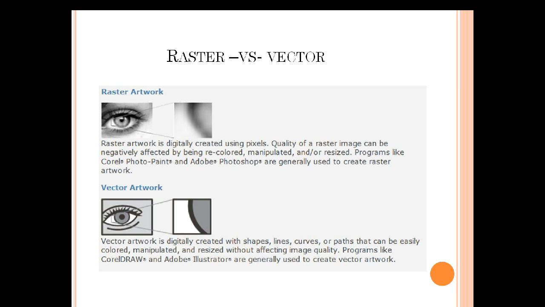Typically, it needs to be converted into a vector format in order to be able to produce it digitally, or if you need to make changes to it, like color changes, then it needs to be converted into vector art, which often incurs setup charges. But when you're creating raster art, some of the programs that do that are PhotoPaint or Adobe Photoshop, and those are generally the most used software programs to create raster artwork.